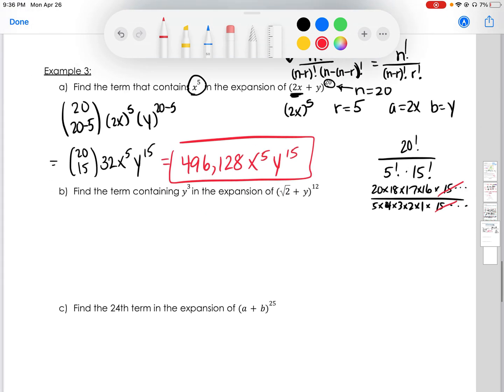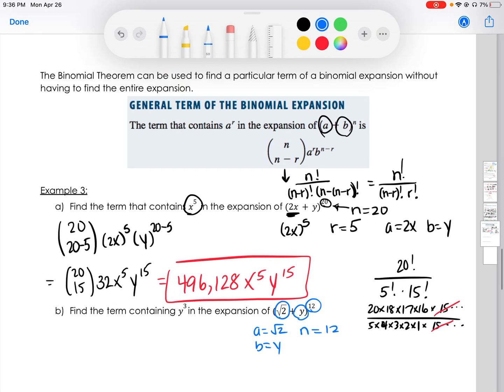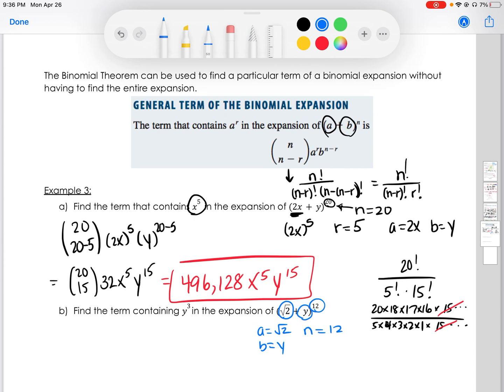All right. Here, let's find the term containing y to the third power. So again, this is my a, this is my b, this is my n, and we want y to the third power. Okay. So it doesn't really matter which term is considered your first term here or your second term. That's kind of up to you. But we could switch these around if that's any easier. It really doesn't make a difference.